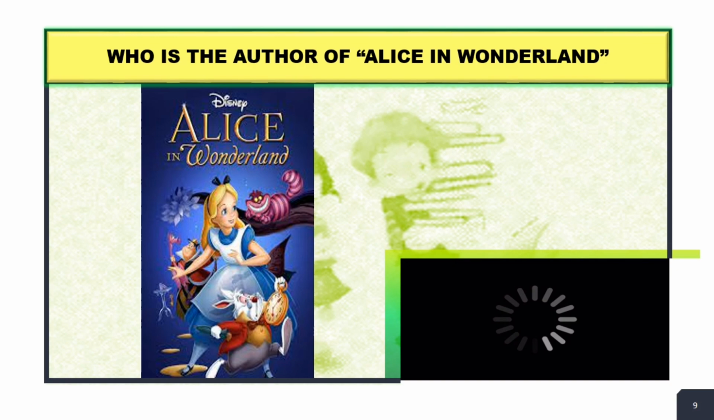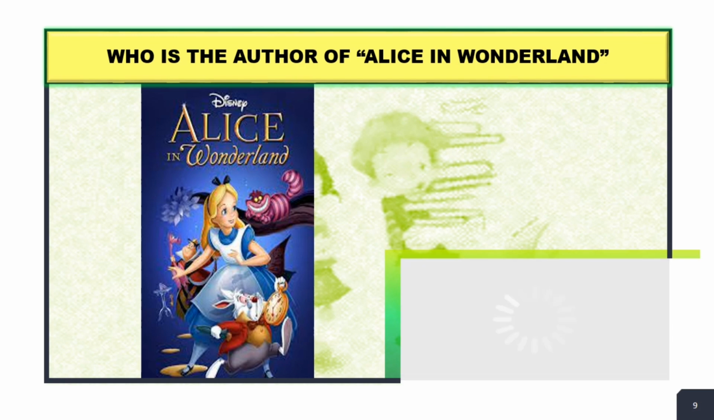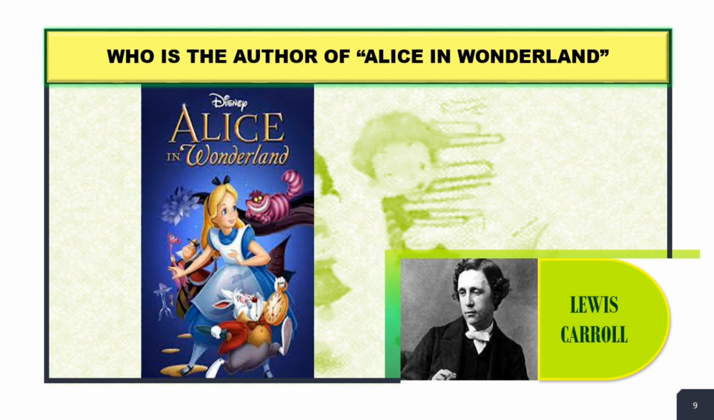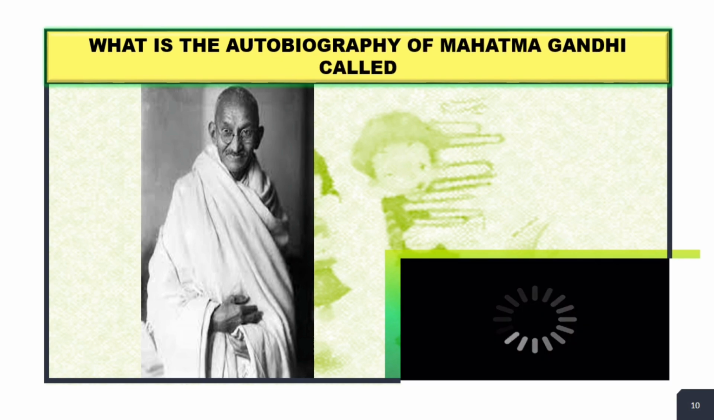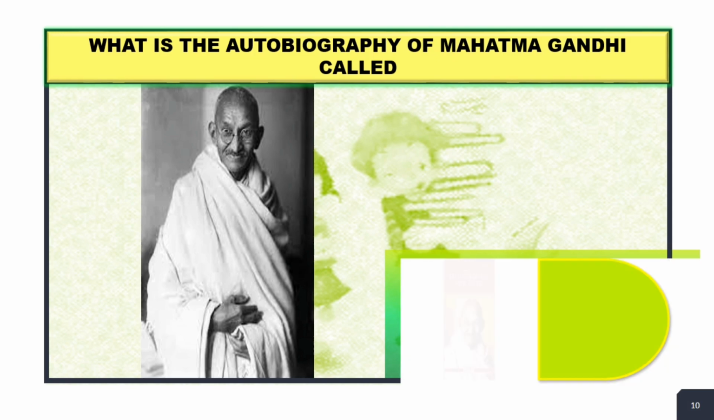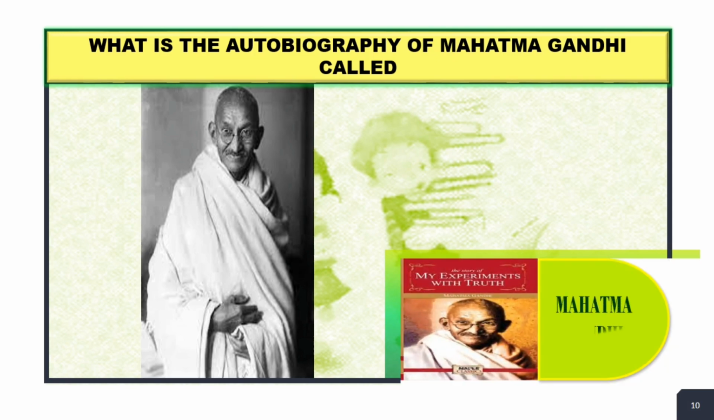Number 9. Who is the author of Alice in Wonderland? The answer, Lewis Carroll. Number 10. What is the autobiography of Mahatma Gandhi called? The answer, My Experiment with Truth.